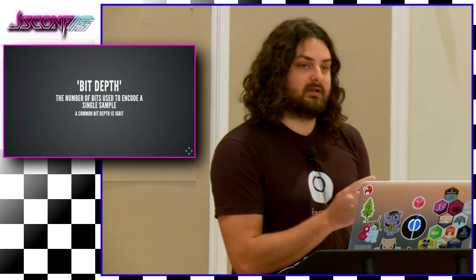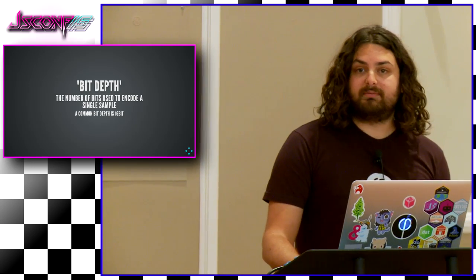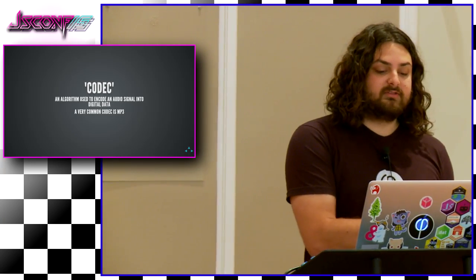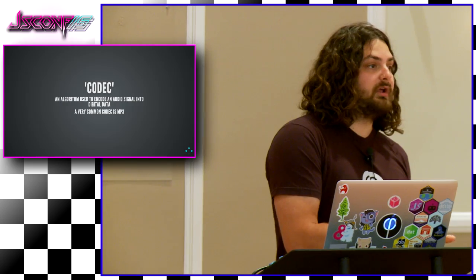Bit depth. The bit depth is the number of bits that's used per sample to encode the data. A common bit depth is 16 bits. Codec. A codec is an algorithm used to encode a signal into digital data. A very common codec that we use is MP3.